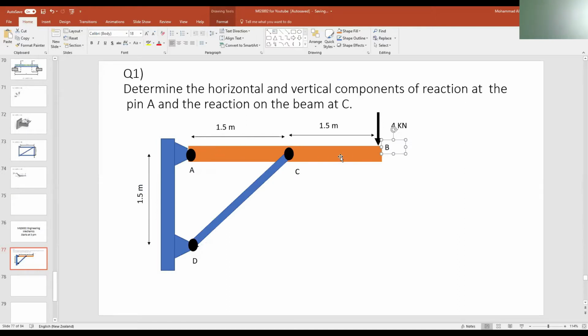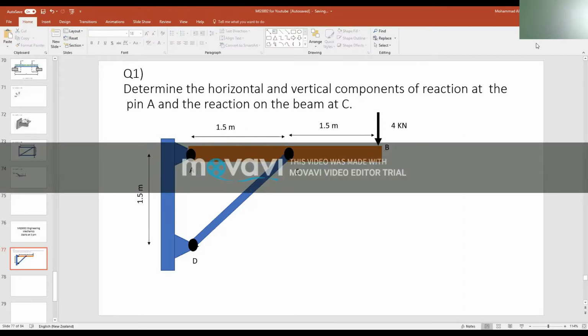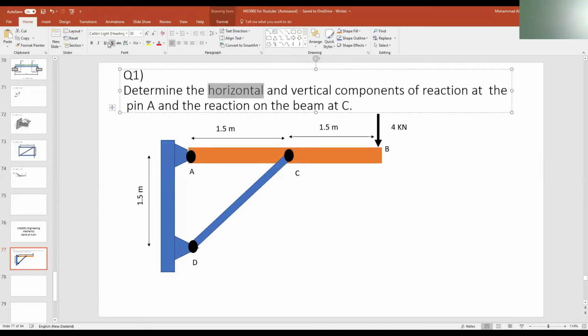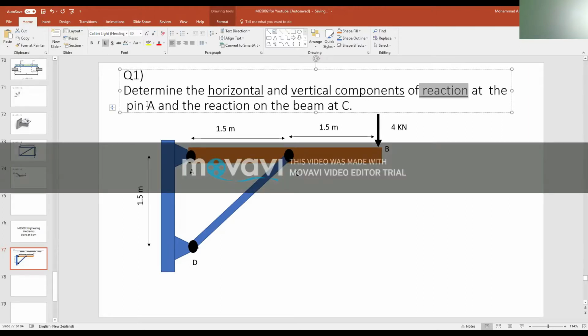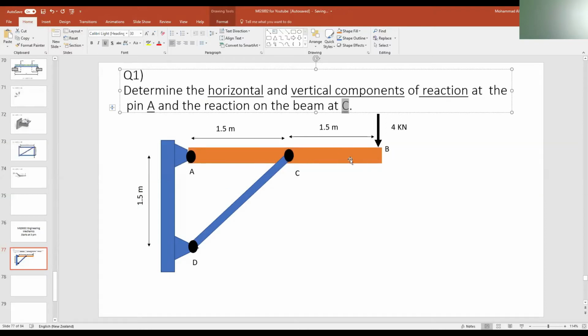So from this question, if we just revise it and highlight. Every time you try to solve these kinds of questions, even in the test or exam, first of all, read the question itself and say exactly what you want to find. I will highlight it. We want to find the horizontal and vertical components. I need to be very specific. Of reactions, good, so we are adding information. At pin A and the reaction on the beam at C. So it's very clear this question wants me to work A to C and B, because B is part of it.